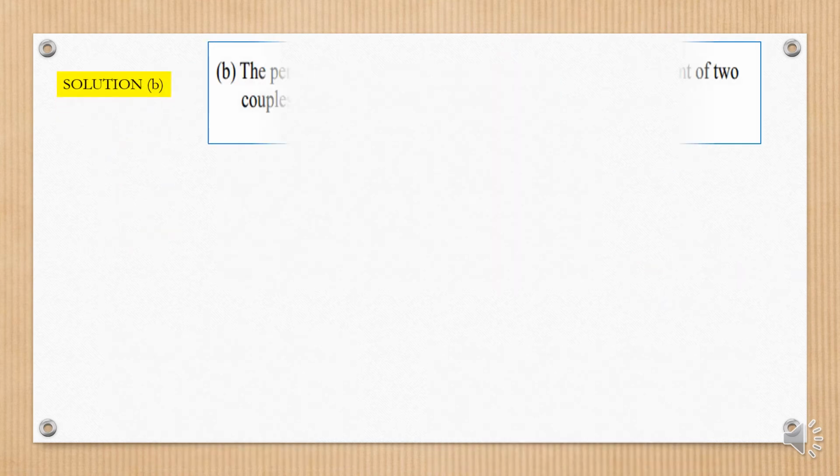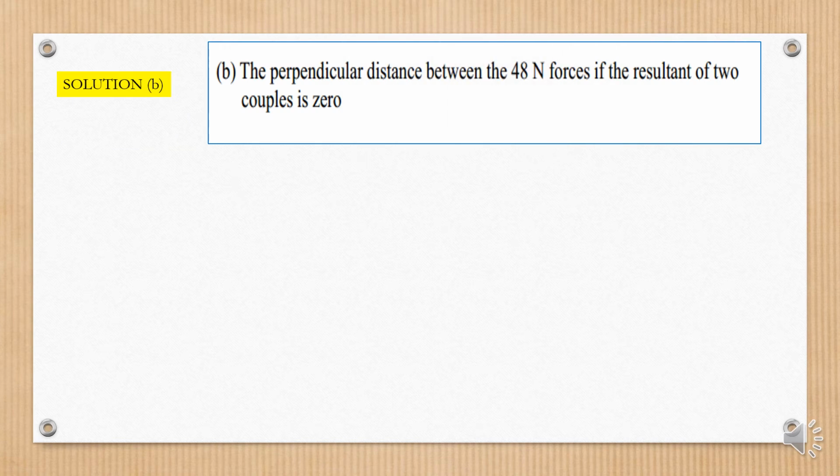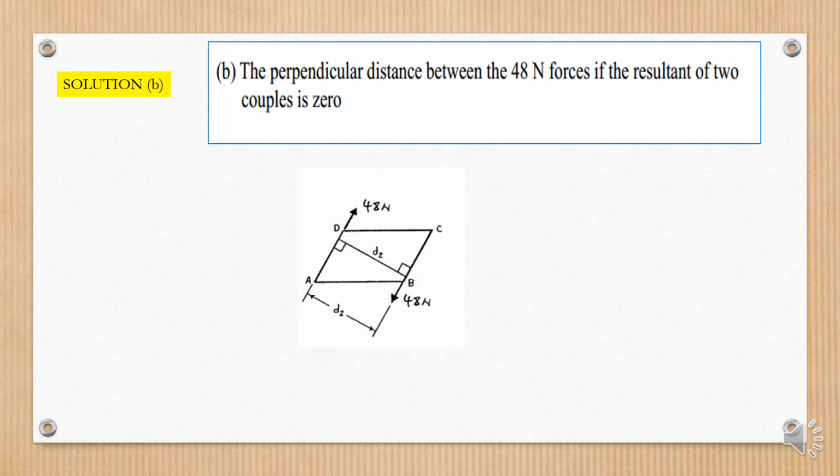Okay, for question B, the question asks you to determine the perpendicular distance, which is d, between the 48 Newton forces if the resultant of the two couples is 0. So the question asks us to determine what will be the perpendicular distance between these two forces.